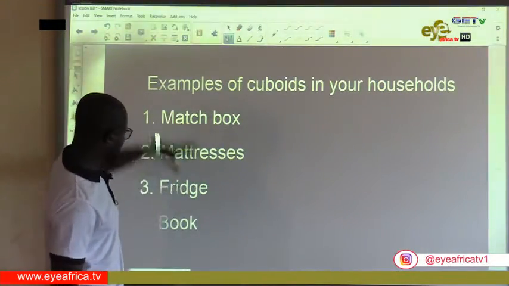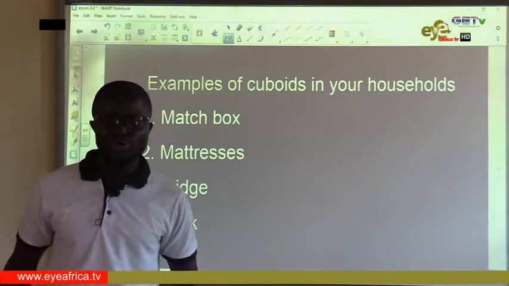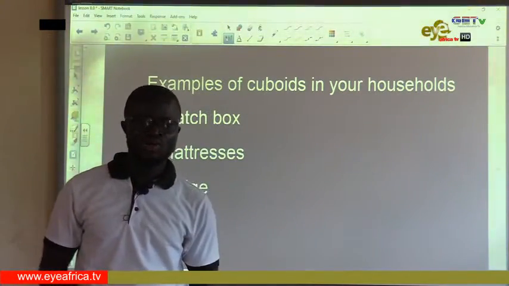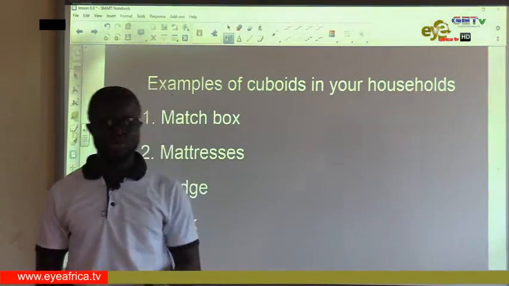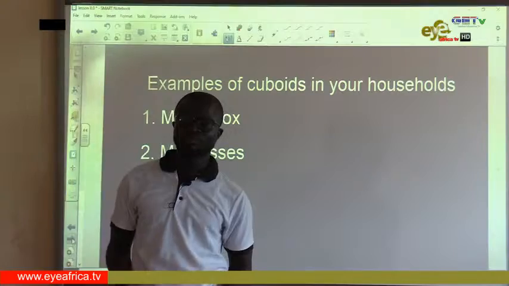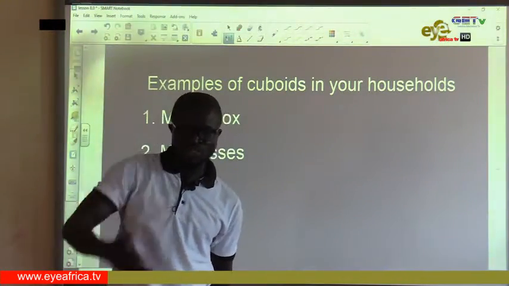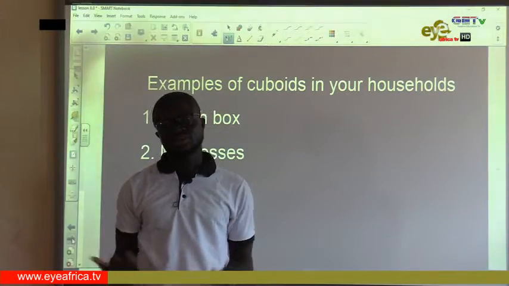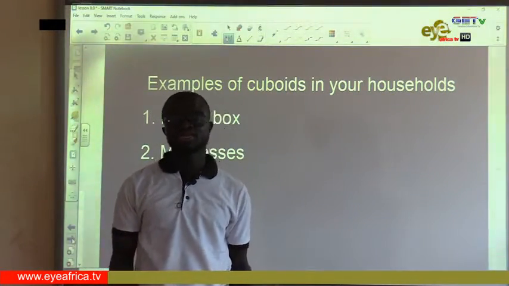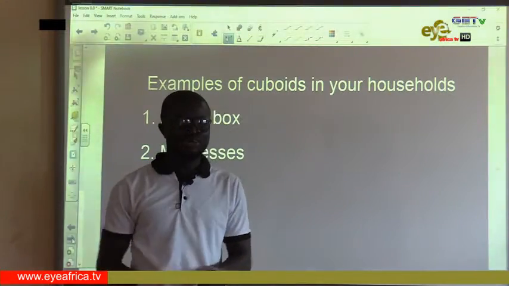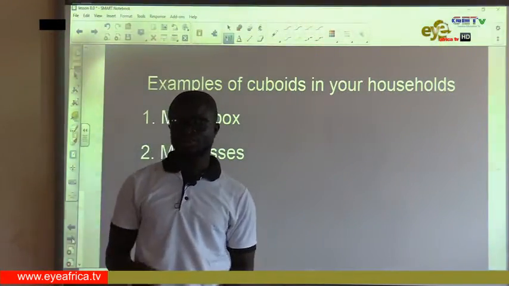So with these 4 examples I have given, I did not exhaust all those objects or things that you can come across in our households or in our communities that can be termed as cuboids. Even the blackboards that you use in your classroom are cuboids. Never confuse them and term them as rectangles. They are not rectangles in a nutshell. Cuboids are not rectangles.